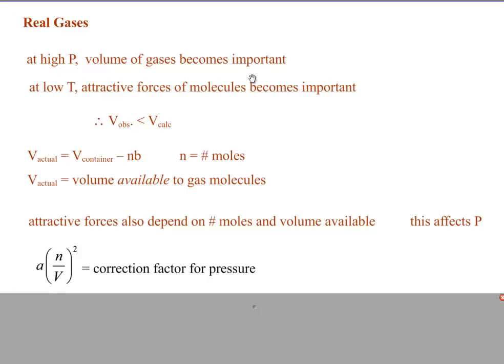The attractive forces of the gas also depend on the number of moles of gas molecules that we have. The more moles, the more attractive forces we have to worry about. And this affects the pressure. So again, chemists before us have come up with the correction factor for pressure, and that depends on the number of moles of gas. It depends on the volume of the gas. That's what V is for. And A is a correction factor that is related to polarity, or the dipole moment of the gas molecules.